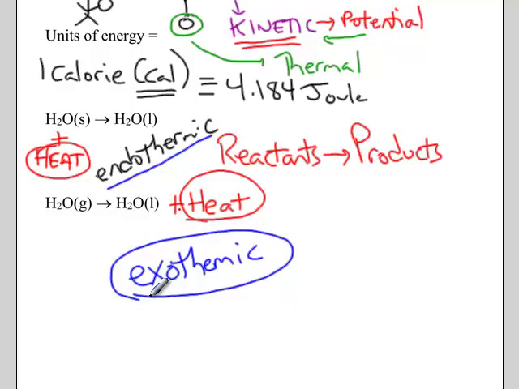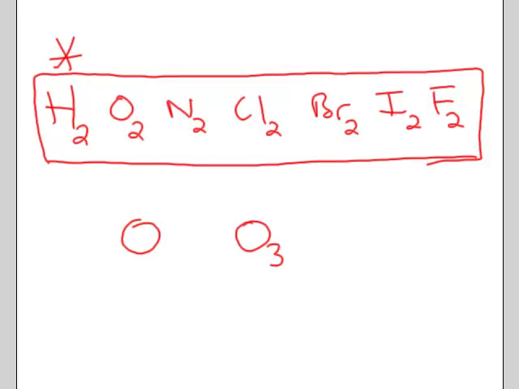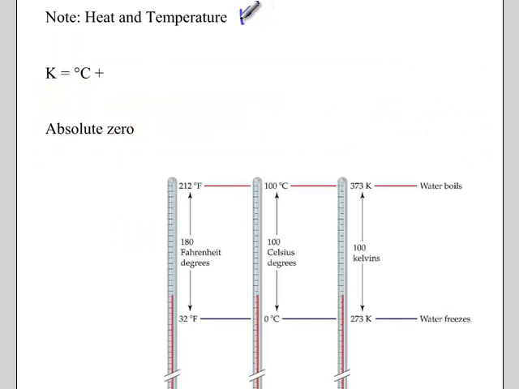Chemical reactions, we're going to focus on the heat being either a reactant, endothermic, or a product, exothermic. Heat and temperature are not the same thing. When we're talking about heat, we're talking about transferring thermal energy. You put a hot object next to a cold object, heat will transfer naturally from the hot to the cold object. Temperature is a measurement, it's an amount of thermal energy.